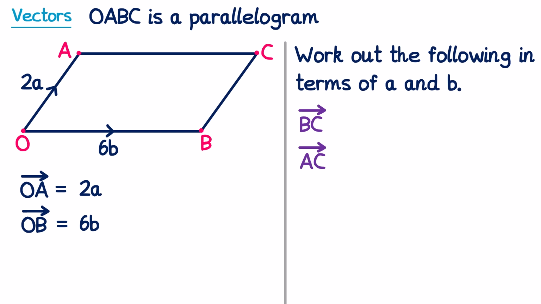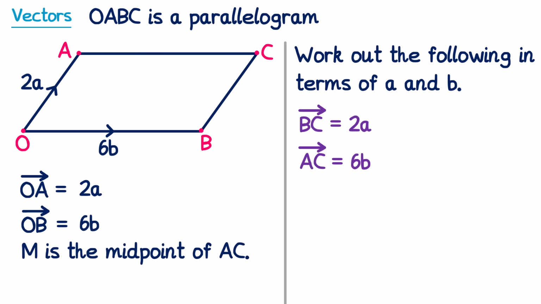Now looking at the vector BC on the right-hand side of this parallelogram, that will actually be the same as the vector from O to A. Since these two lines are parallel and the same length, the journey from O to A is exactly the same as the journey from B to C. So BC is also 2a. In a very similar way, the vector from O to B is the same as the vector from A to C. So AC is 6b. Next, we're going to add some more information to this question.